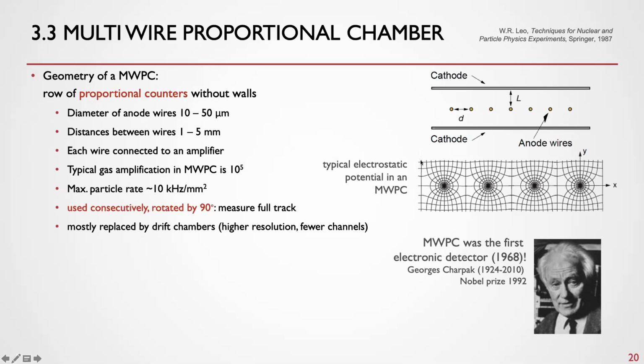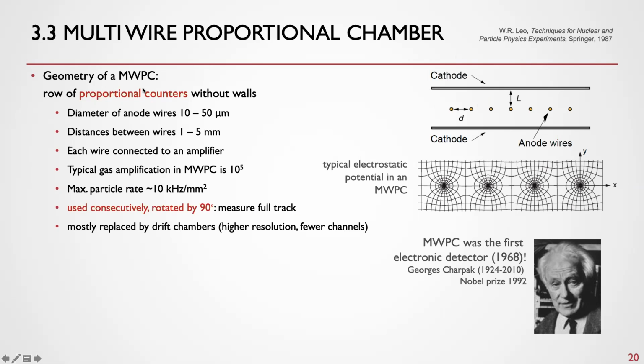So the typical electrostatic potential in a multi-wire proportional chamber looks like this. As the name indicates, multi-wire proportional chambers have multiple wires and they are run in proportional mode. So avalanche formation takes place. These were the first electronic detectors in 1968, with a well-deserved Nobel Prize in 1992 for Georges Charpak, because these were the first detectors that were connected to electronic readout. So no photographic plates.